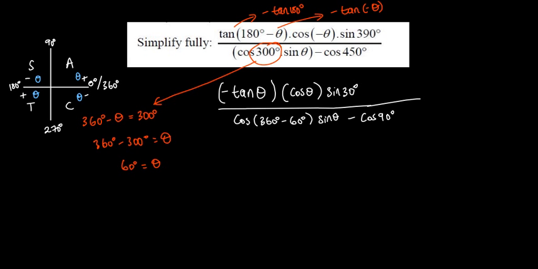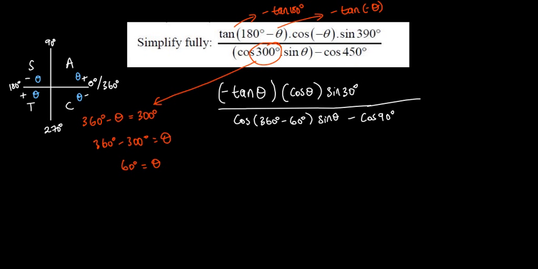Cos 450. Yeah, 450 is bigger than 360, right? So you are simply going to subtract 360 from it. So you say 450 minus 360. You're going to get 90. Great stuff. Then you write the answer there. Instead of writing that big angle, you just simply write the answer.